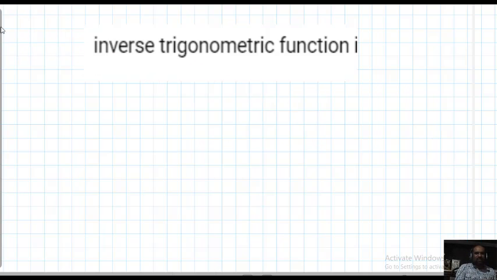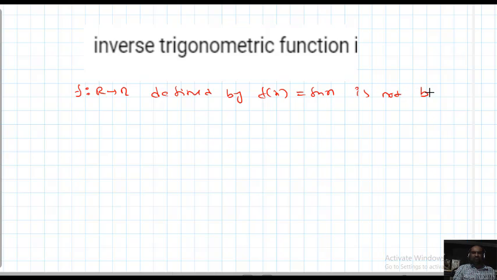Students, very important. f maps R to R defined by f of x equal to sin x is not bijective. So its inverse does not exist.